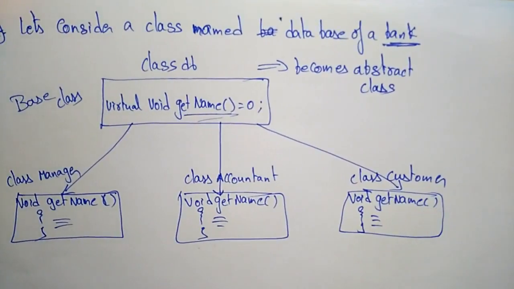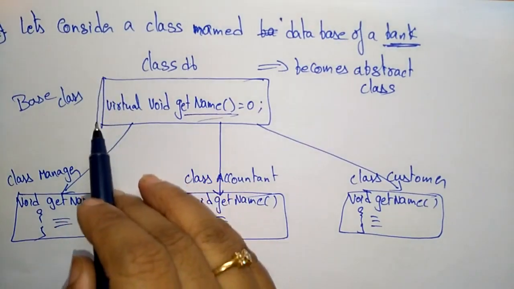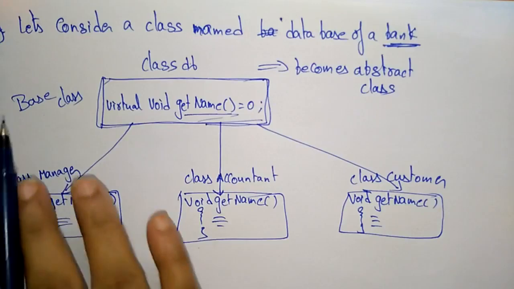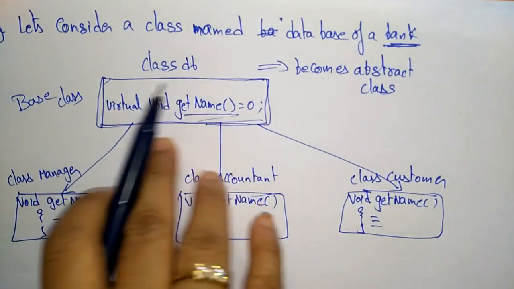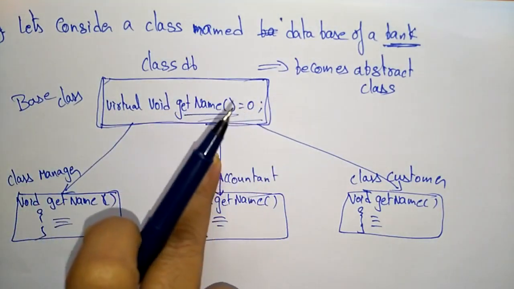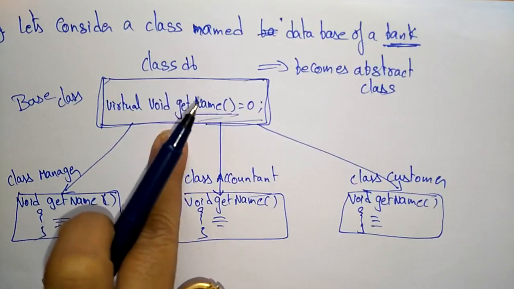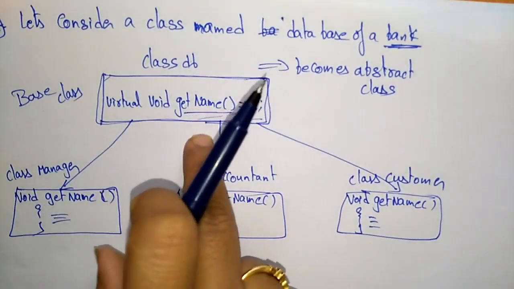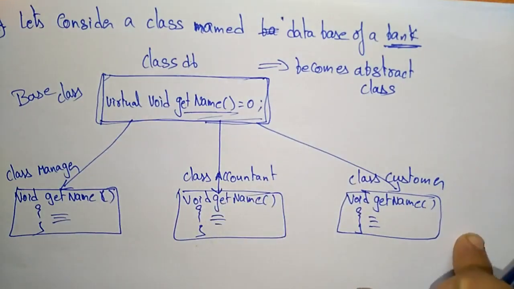So I think you understand what an abstract class is. An abstract class will be declared as a base class. In the abstract class, you don't have any objects, only the functions, and that function will be the pure virtual function, because this function will be repeatedly used in different derived classes.